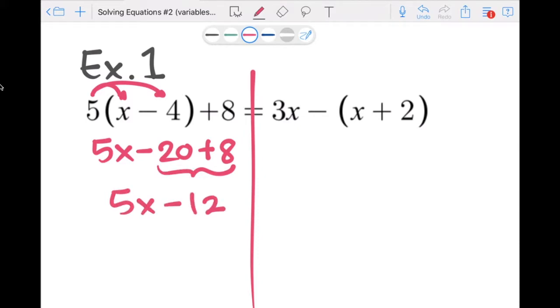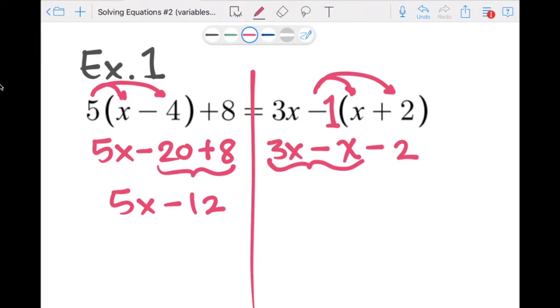On the right side, I can also distribute. Notice there's a minus and then a parentheses. What that means is you're essentially distributing a negative 1 to both terms in the parentheses. So we end up with 3x minus x, or minus 1x if that helps you, and then negative 1 times positive 2 is negative 2, and then we can combine these two variable-like terms. So 3x minus x gives us a 2x and then minus 2.